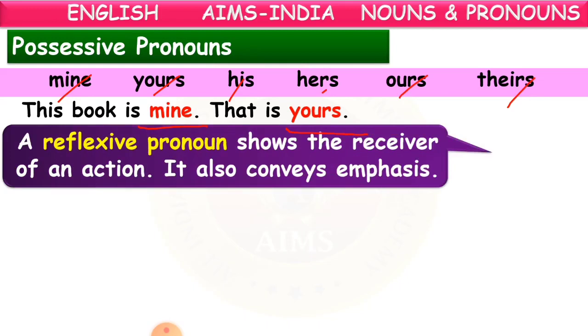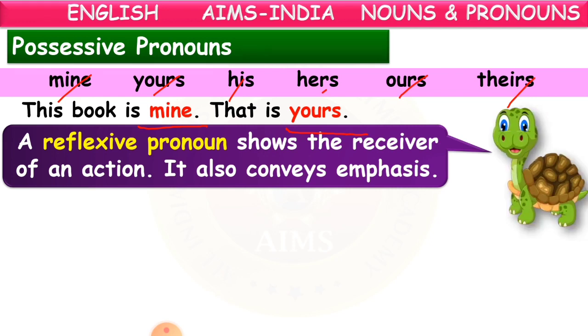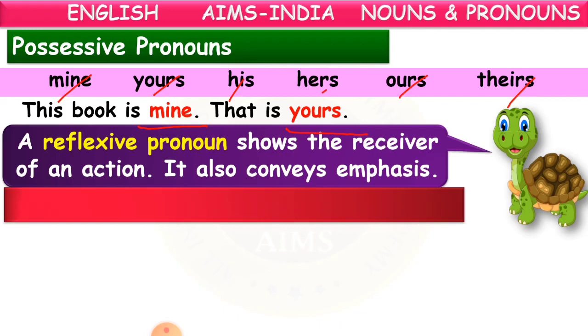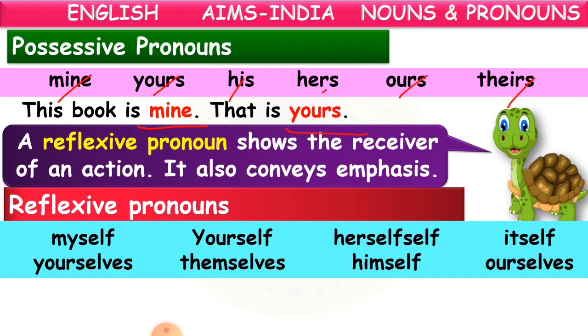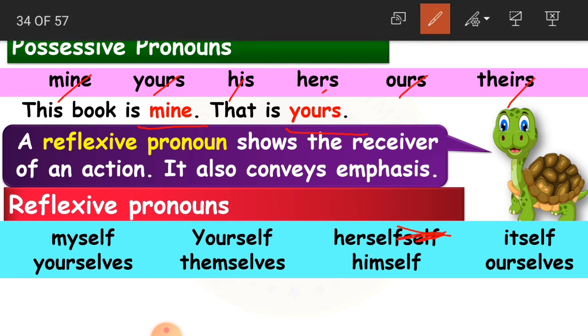Now we have the reflexive pronoun. What is it? A reflexive pronoun shows the receiver of an action. It also conveys emphasis, in the sense of how the action is received. Myself, yourself, herself, itself, yourselves, themselves, himself, ourselves. A reflexive pronoun shows the receiver of an action.